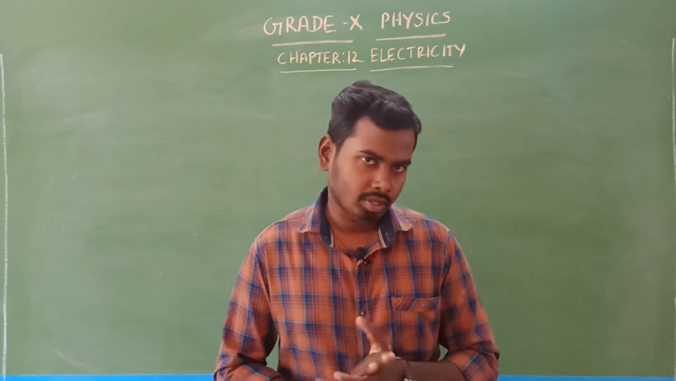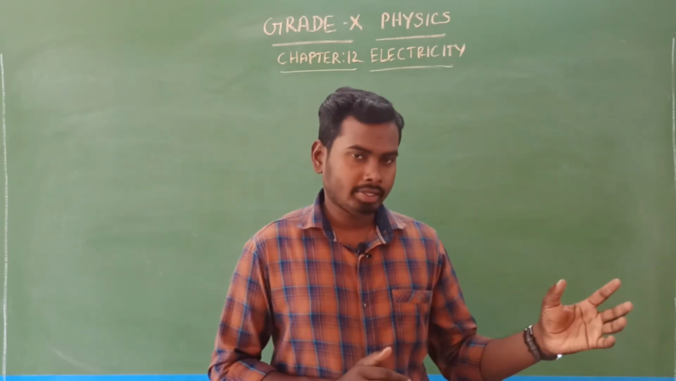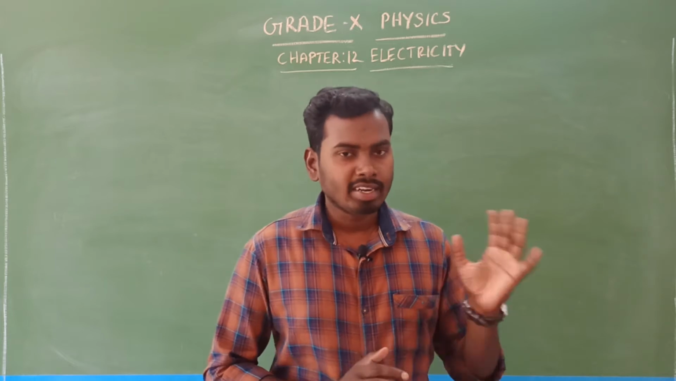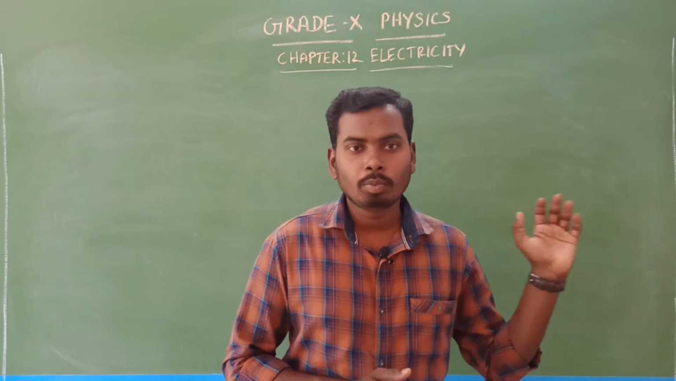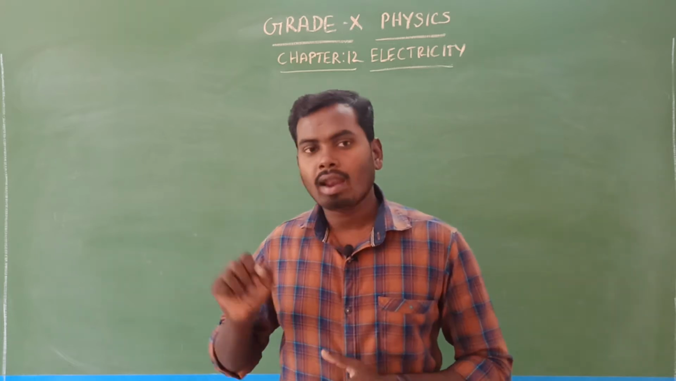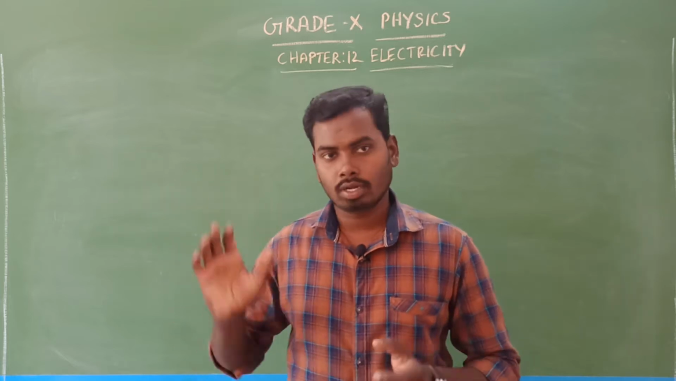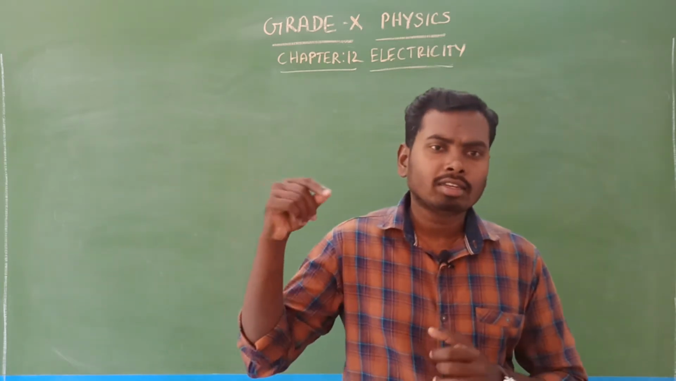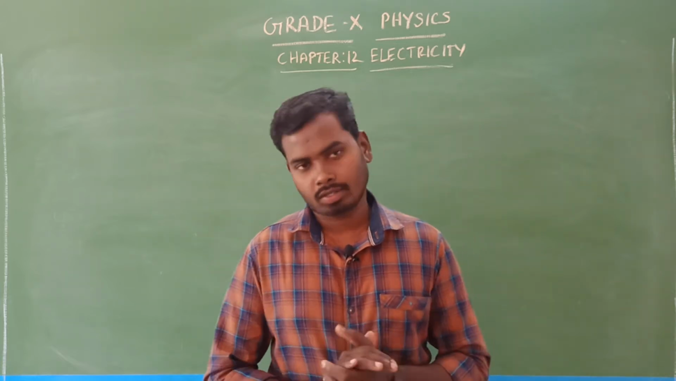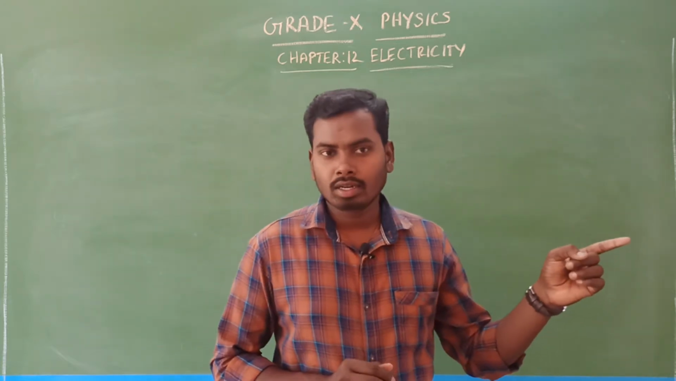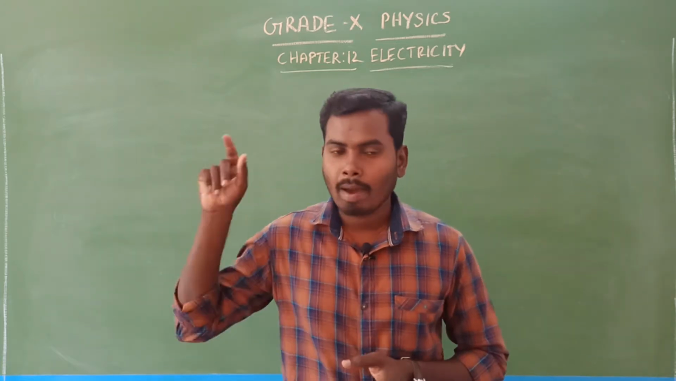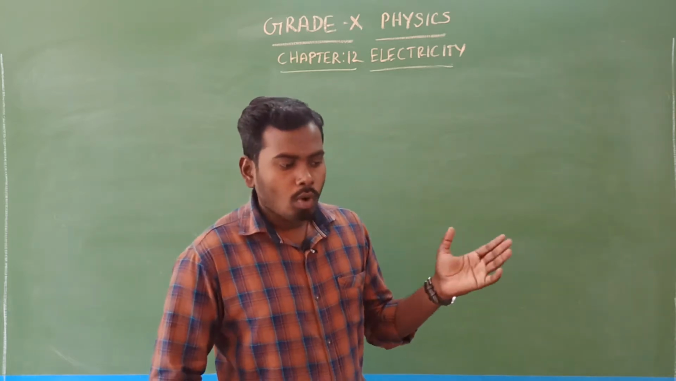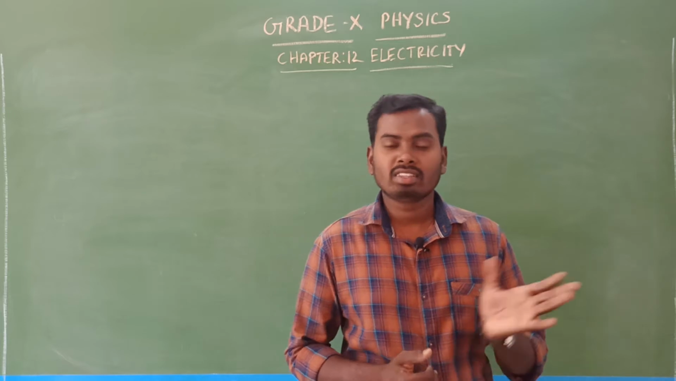Is it clear? Yes. Look here. In series combination, the voltage gets distributed. Am I right? Yes. Whereas in parallel combination, the current gets distributed. Am I right or wrong? Yes. In parallel combination, the current gets distributed. So in series combination, current remains the same, whereas in parallel combination, voltage remains the same. That's all.